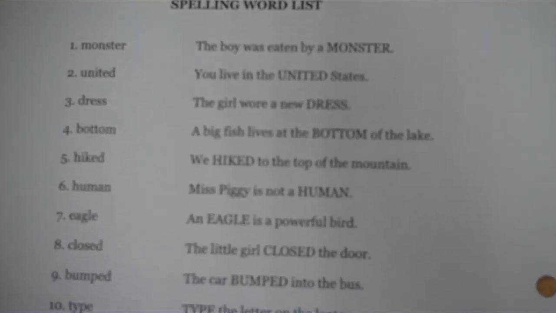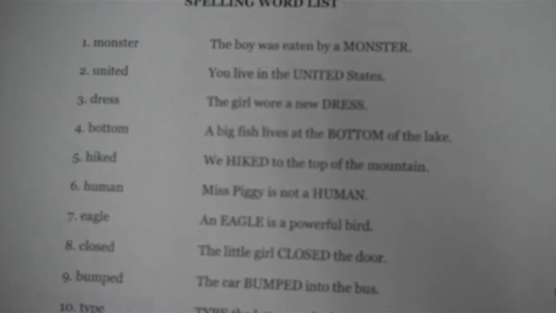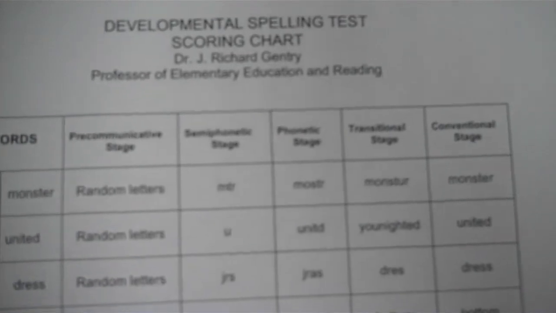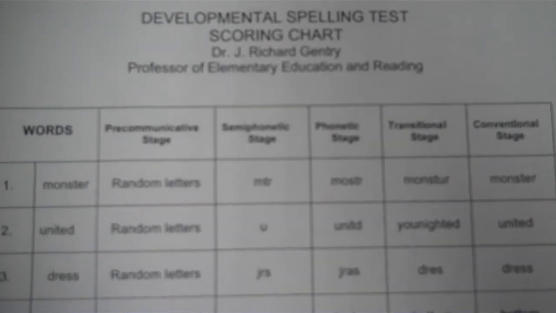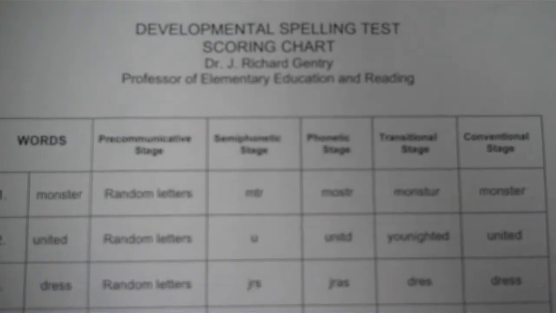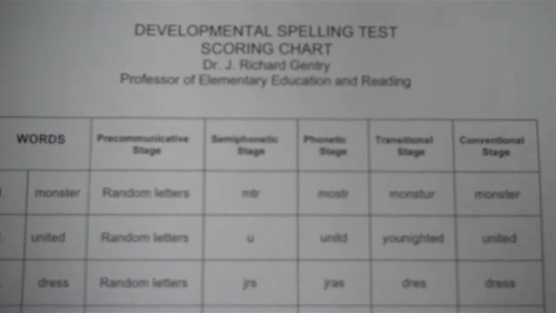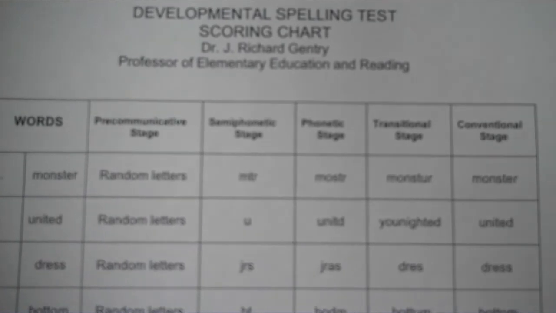Now, once the student has been administered the test, the teacher can use the developmental scoring chart to help them decide which phase the student has spelled their word at. Now, it is important to remember that there is some judgment on the teacher's part to decide what the student was trying to convey with their words.